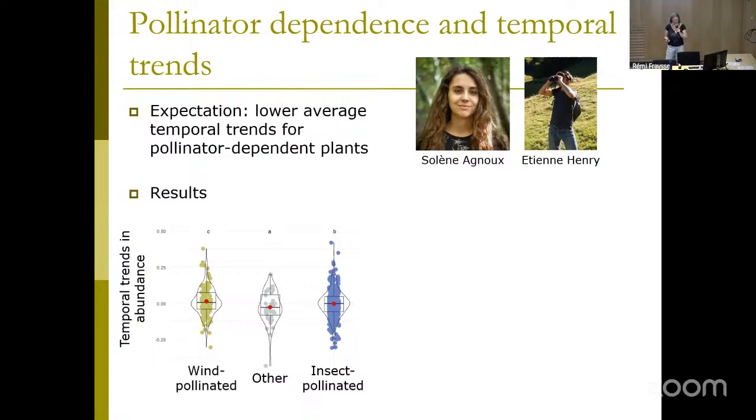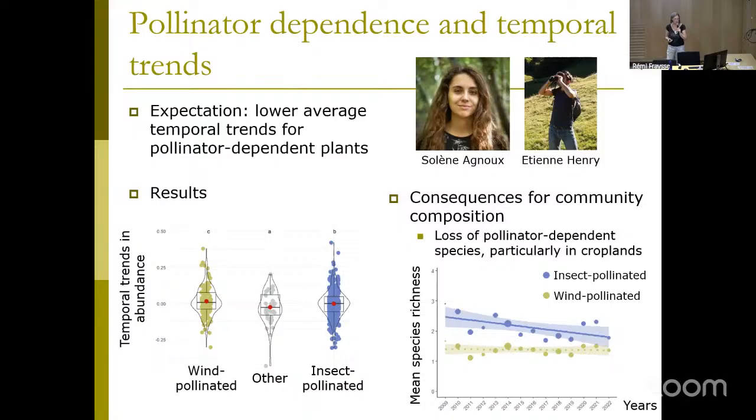And another phenomenon that Solène observed is that this difference in temporal trends between wind and insect-pollinated species has consequences for the composition of plant communities. And there is a strong tendency for loss of pollinator-dependent species, which is particularly strong in cropland, but which is true also when pooling all habitat types together.